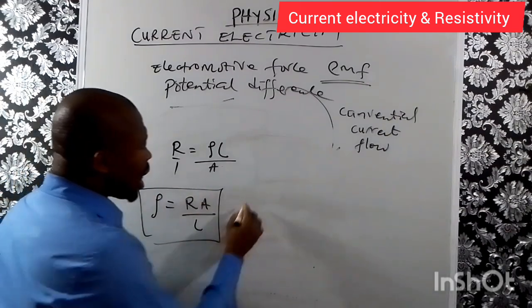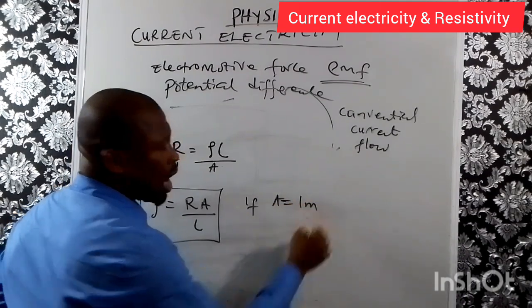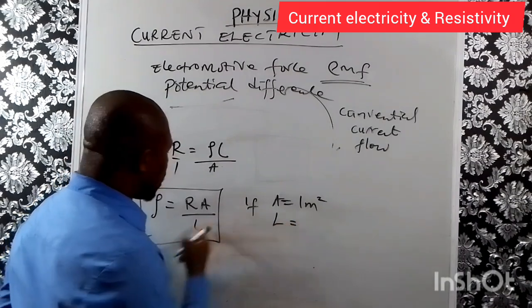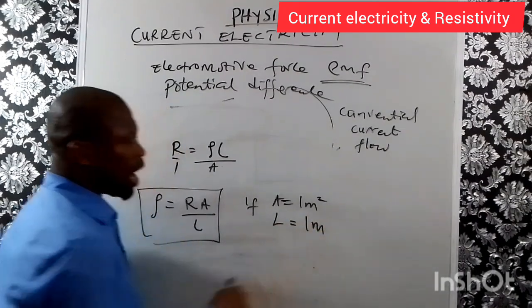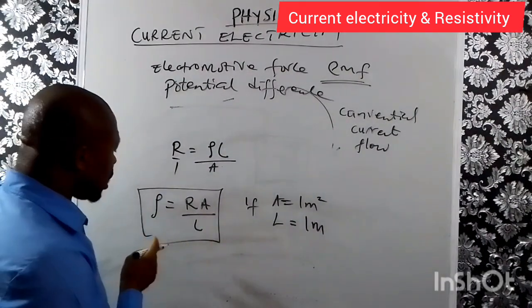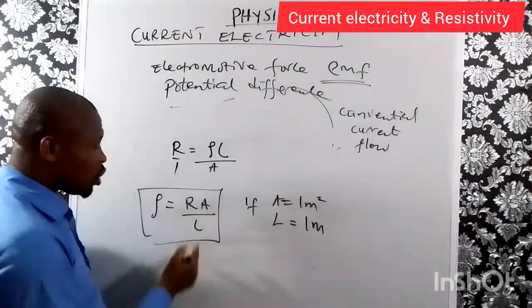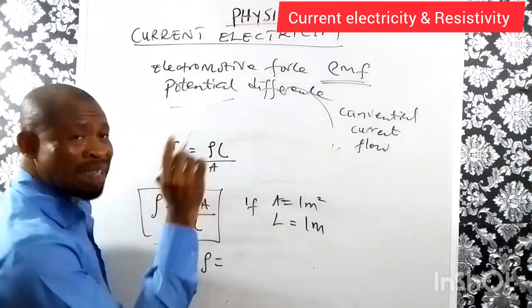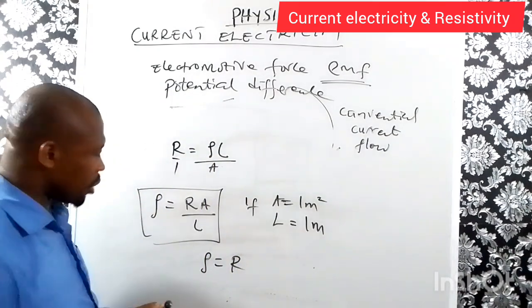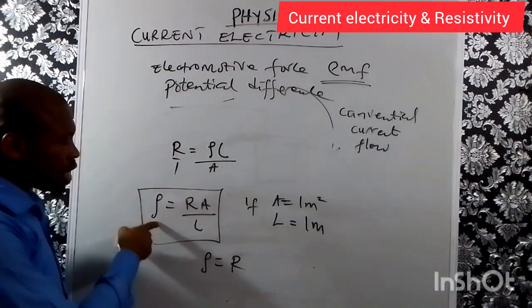So we can now say if the area of the wire is 1 meter squared, and the length of this wire is 1 meter, what do we have here? It simply means that this is 1, this is 1. Therefore, 1 times this all over this will give us that rho automatically becomes the resistance of that material.